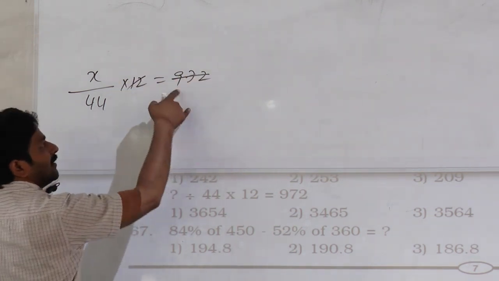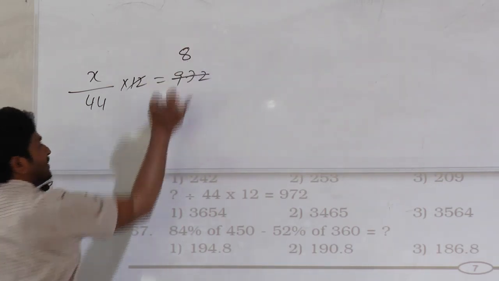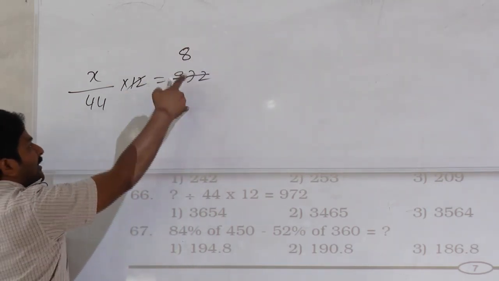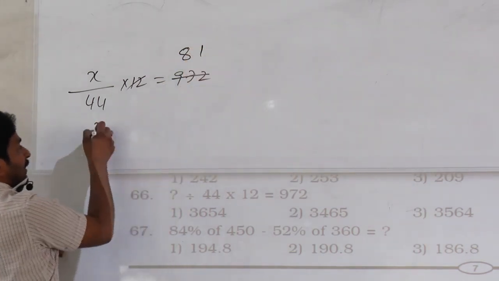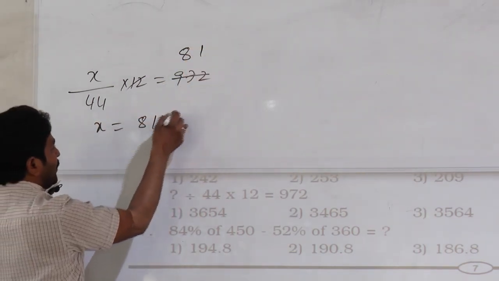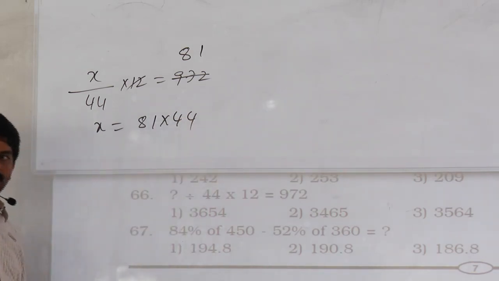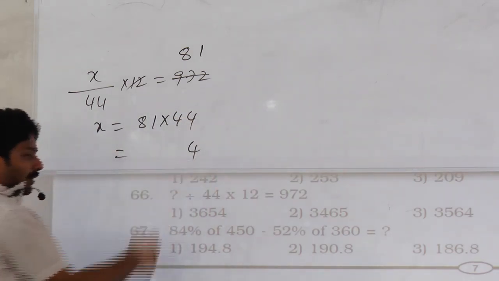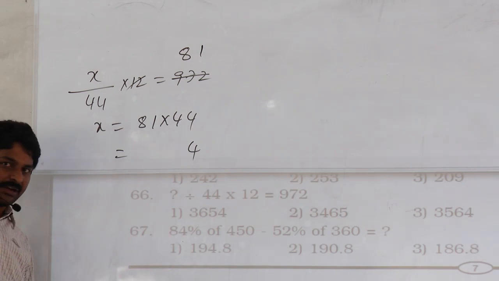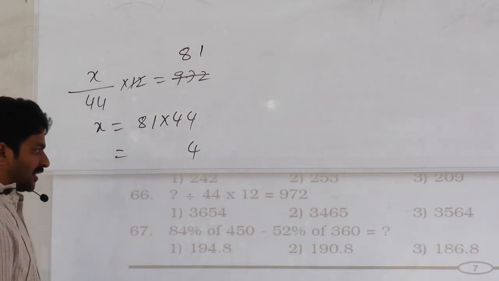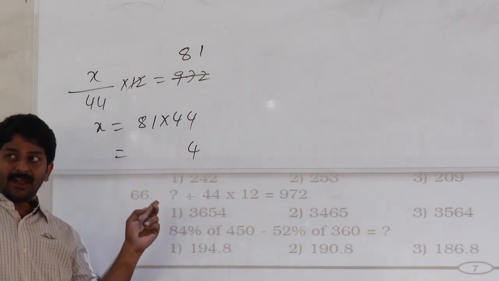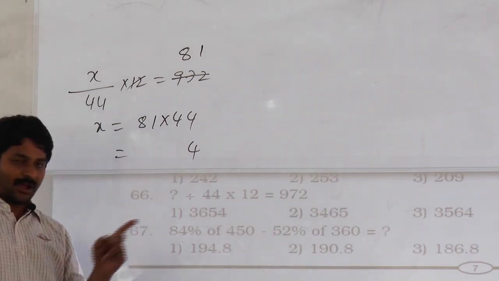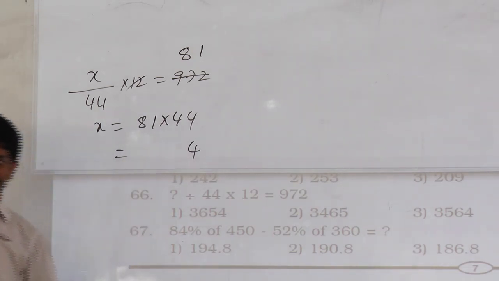Twelve. 8 times 12, 96, and then you have 12, which is 1. X is equal to 81 into 44. The answer should end with 4 now. How many options are there? The answer which is a multiple of 9 and which ends with 4. There is only one option. 3564.